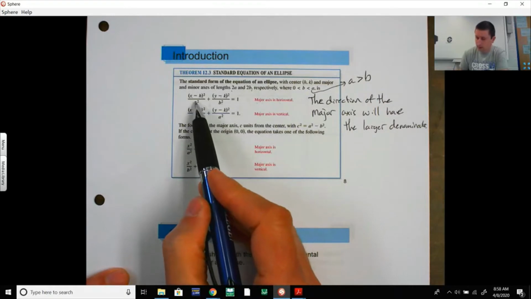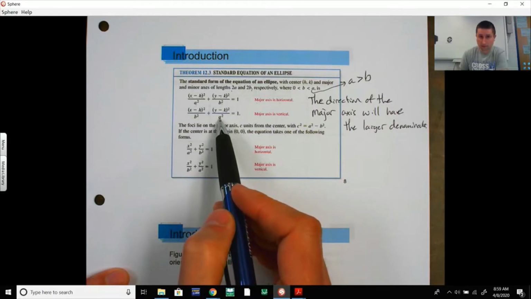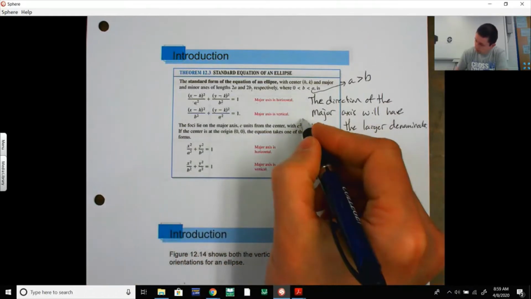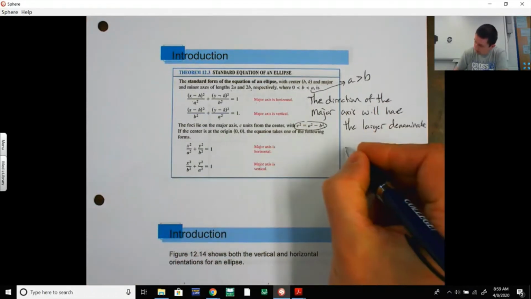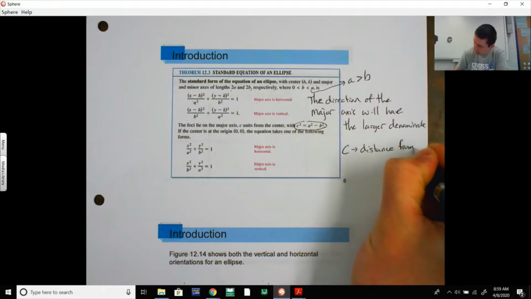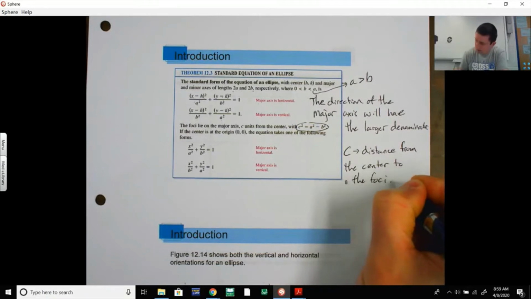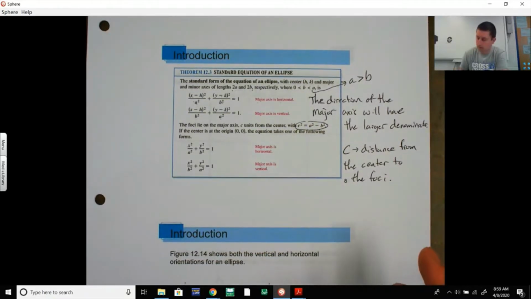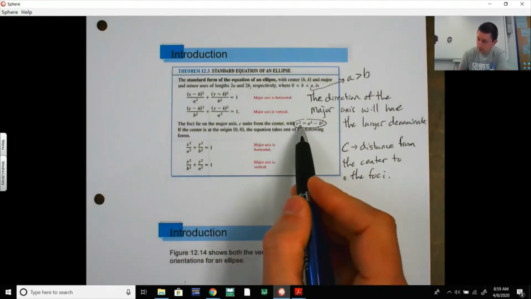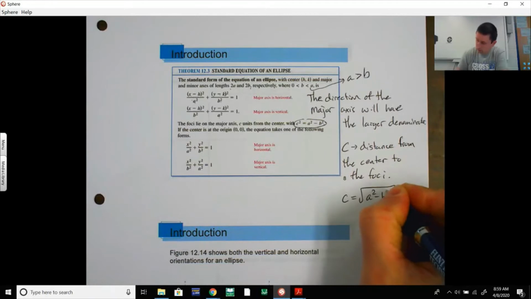So if the a is underneath the x, you're going to have a horizontal major axis. If it's underneath the y, you're going to have a vertical major axis. Whichever one has the larger denominator, that's the direction it's going. This formula here, c, is the distance from the center to the foci. It's the same on both sides. The foci lie on the major axis, c units from the center. c squared equals a squared minus b squared, so c equals the square root of a squared minus b squared.